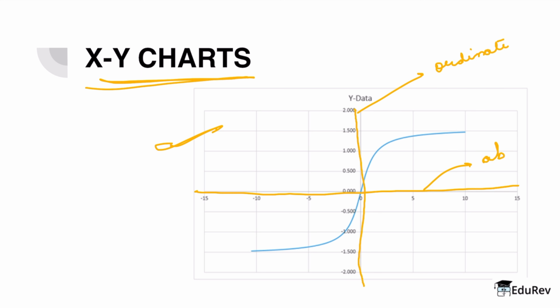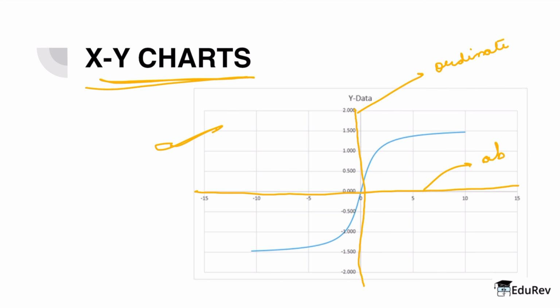Then in my third quadrant, y is negative, and x is also negative. And in my fourth quadrant, x is positive, whereas y is negative. So this is how the quadrants work: first, second, third, and fourth. We have to move anti-clockwise. These are the quadrants, and this is how my graph looks in terms of XY charts.